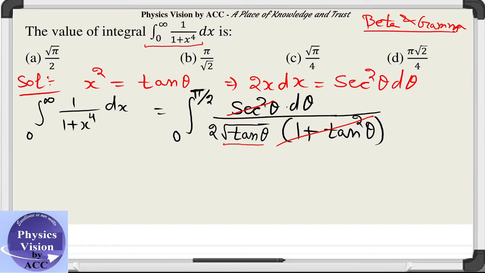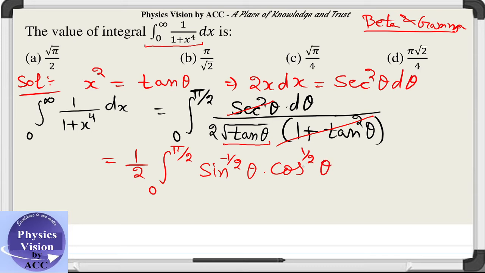This can be written as root of sine theta by root of cos theta. So we'll take it in the numerator, and what we have in our hand is 1 by 2 of the integral of 0 to pi by 2 sine theta power half, but with the negative sign, that is minus half, because it was in the denominator, and cos theta becomes cos half theta, under root cos theta becomes this, with d theta.